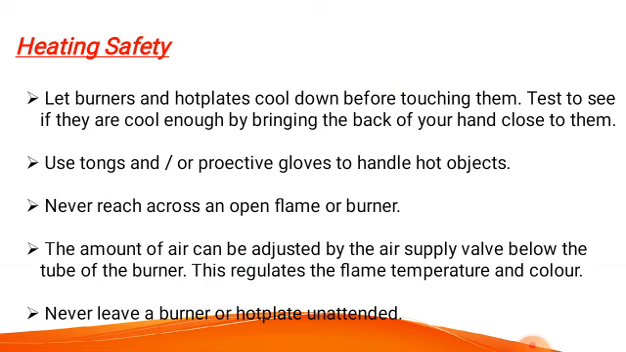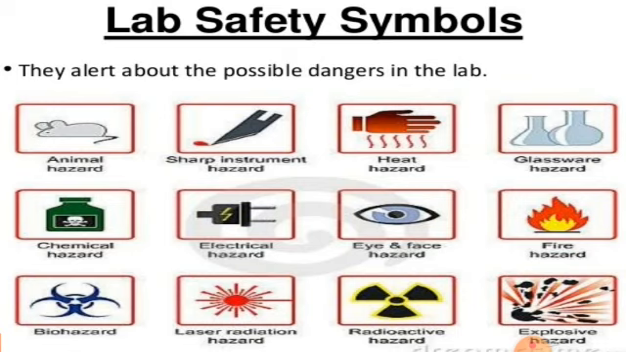The amount of air can be adjusted by the air supply valve below the tube of the burner. This regulates the flame temperature and color. The blue color flame is very good for our laboratory work, and red and orange color flame is not good. So to regulate that flame, use the air supply valve. Never leave a burner or hot plate unattended.